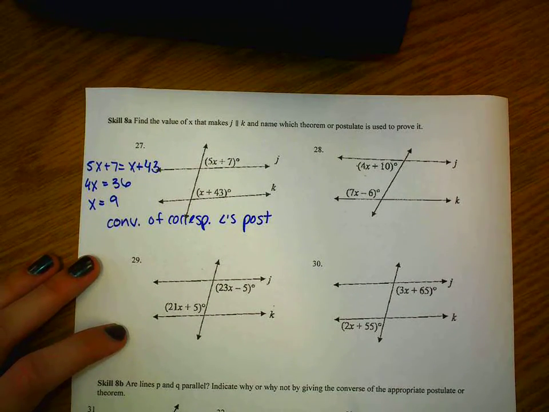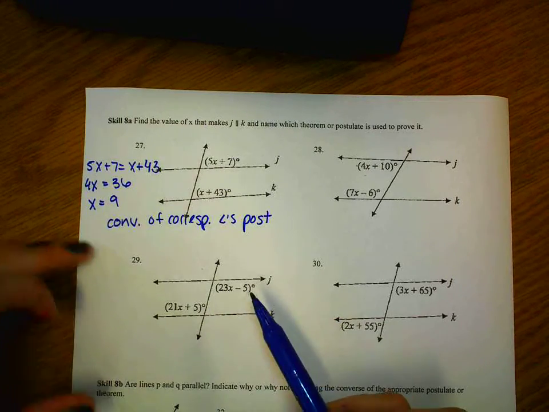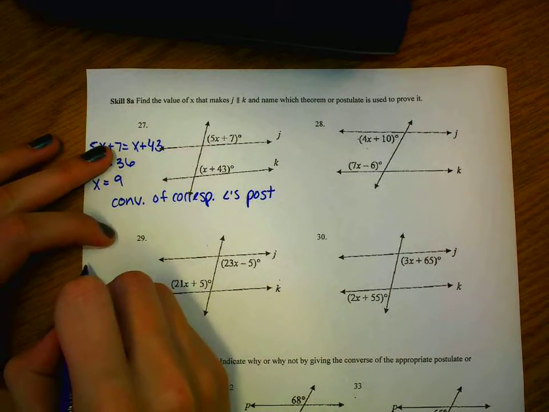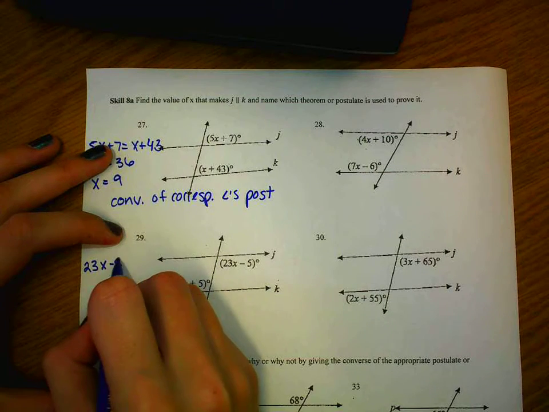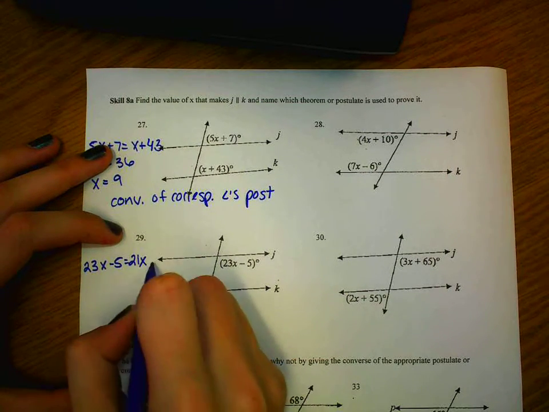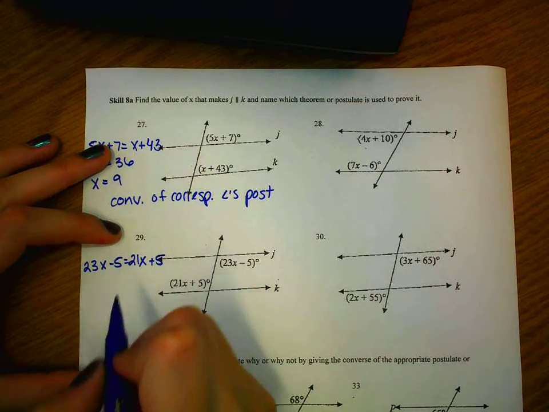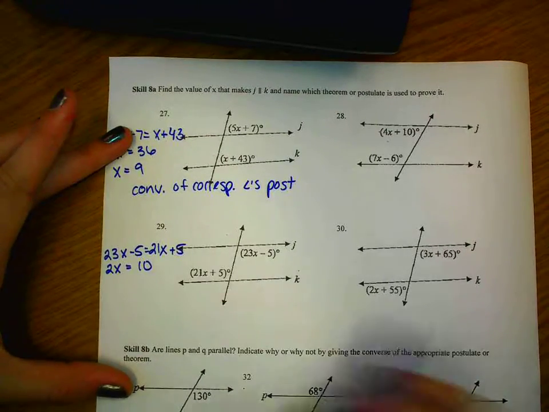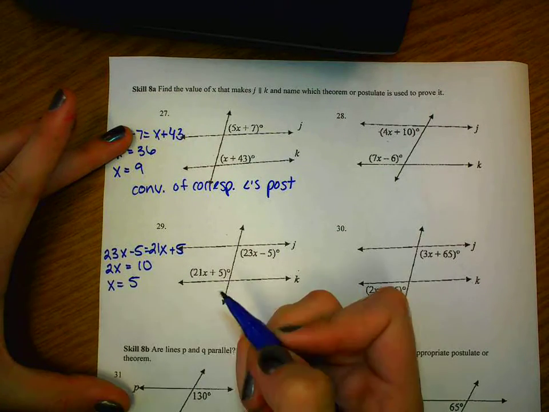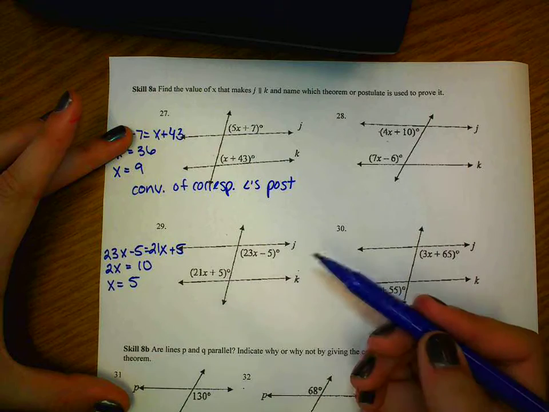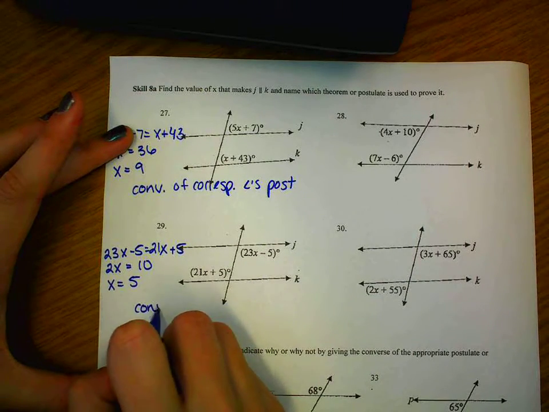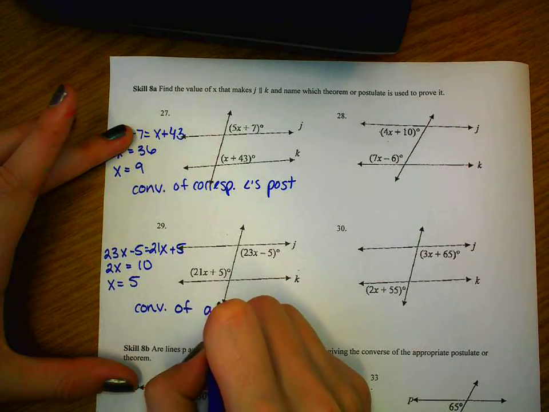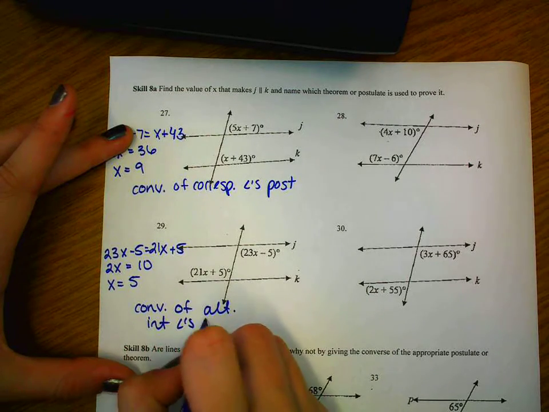Okay, number 29. I have alternate interior angles, and I know alternate interior angles are supposed to be congruent. So I want to set up an equation where I set them equal to each other. 3x minus 5 equals 21x plus 5. Subtract both sides by 21x, I'm left with 2x. Add 5 to both sides, I'm left with 2x equals 10. Divide both sides by 2, I have x equals 5. So when x equals 5, I have congruent alternate interior angles. And so the theorem or postulate that I used, again, whenever we're proving parallel, we have to use the converse. So we're using the converse of alternate interior angles theorem.